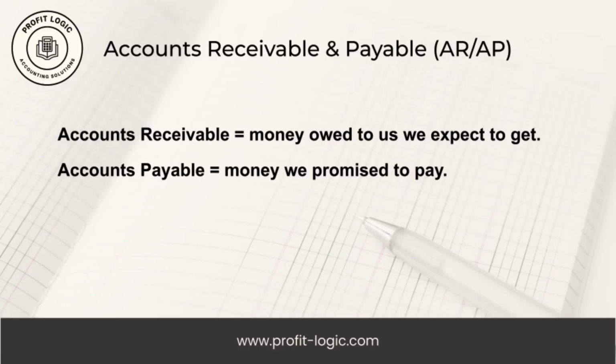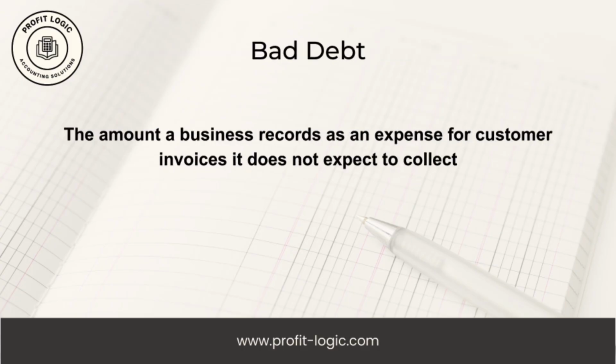So let's connect it back. Accounts receivable equals money owed to us we expect to get paid, and accounts payable is money we promise to pay a vendor. And bad debt is the money that's owed to us in cash that never arrives. So we call it an expense instead.